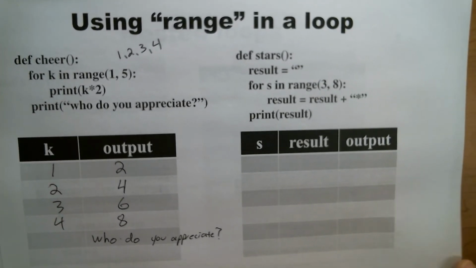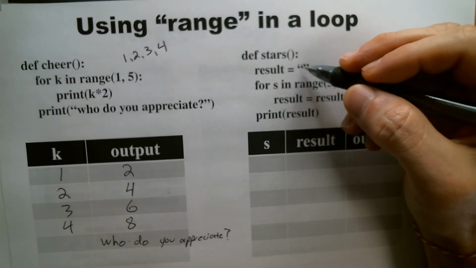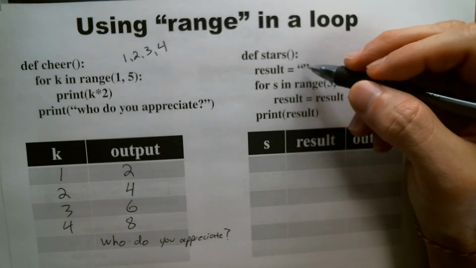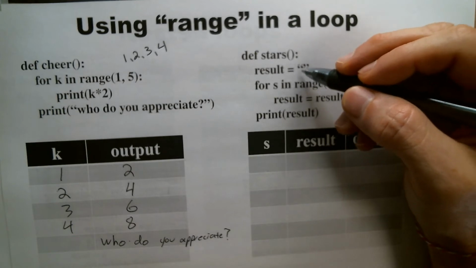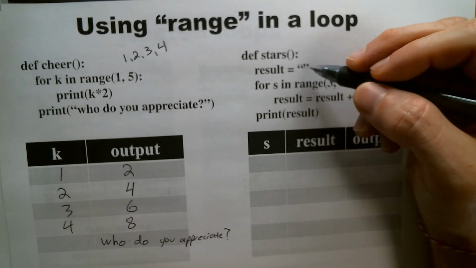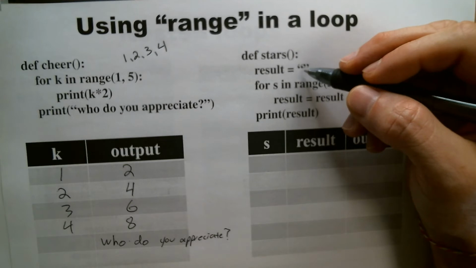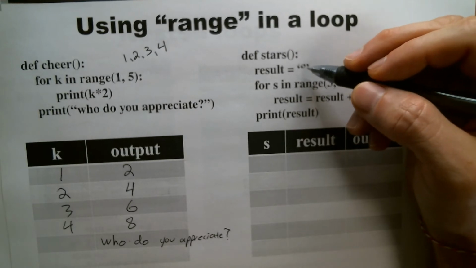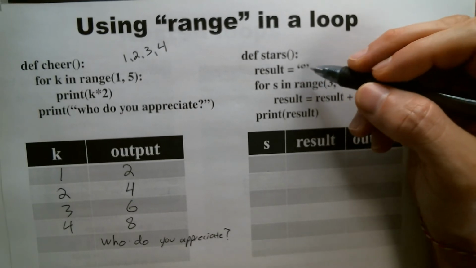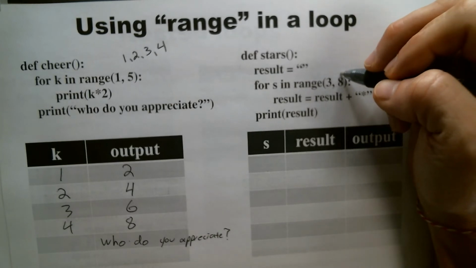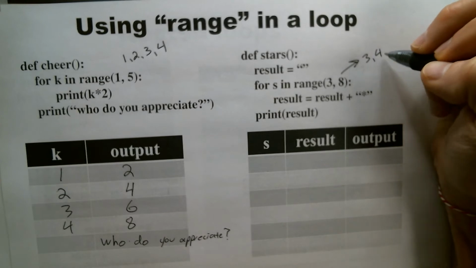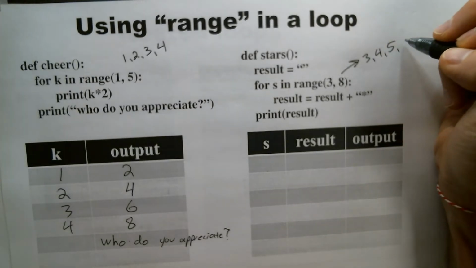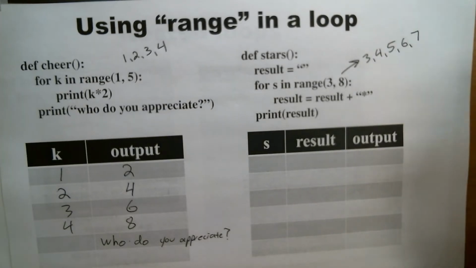All right. So here we're starting off with result, and it's just being set basically to empty quotes. So there's nothing inside of it, but it is making it so that it's a string because we're putting those quotes there. So it's basically saying, hey, this is being set up as a string, but it's currently empty. There's nothing in there, right? Our range is going to go from 3 to 4 to 5 to 6 to 7. Again, it won't get up to 8.